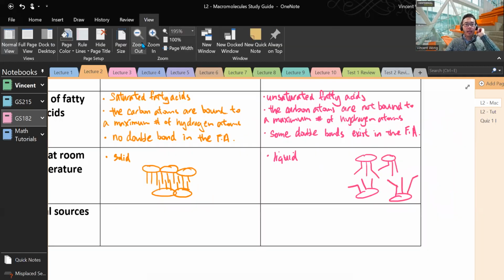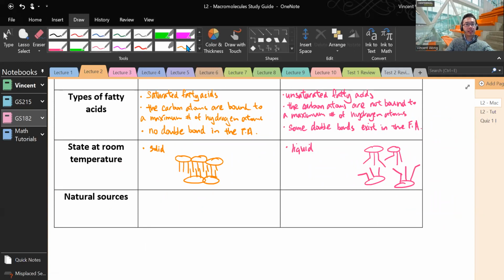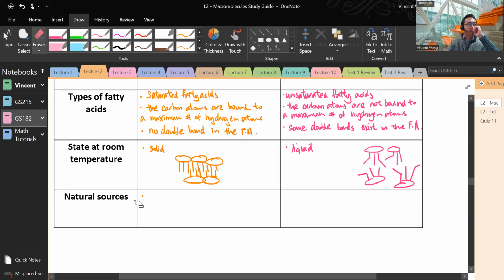Help me out here. Give me some examples of natural sources of saturated fat. Where do we find them? Anyone? They're generally derived from animal fat. So give me some examples. You must know some examples of saturated fat. You might even have some in your fridge. Yes, butter. Butter is saturated. What else?